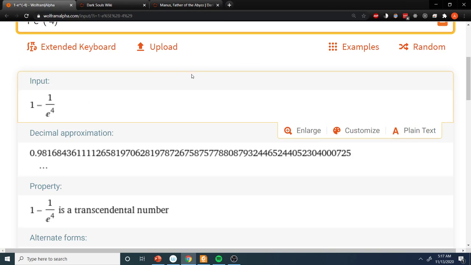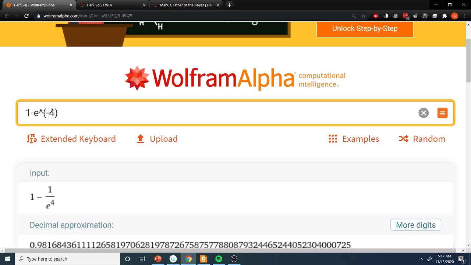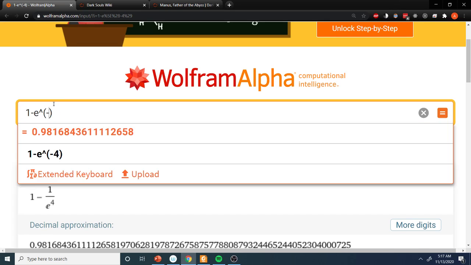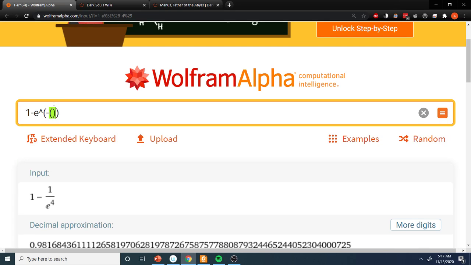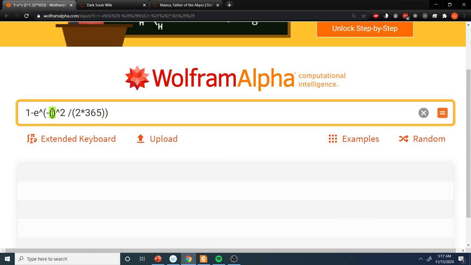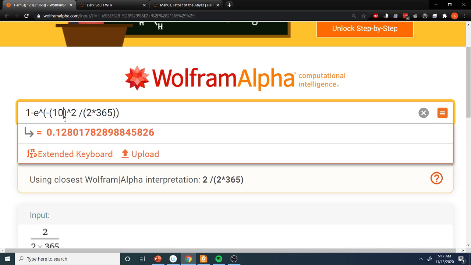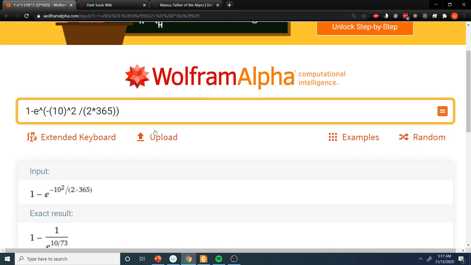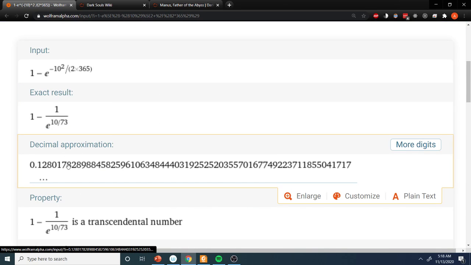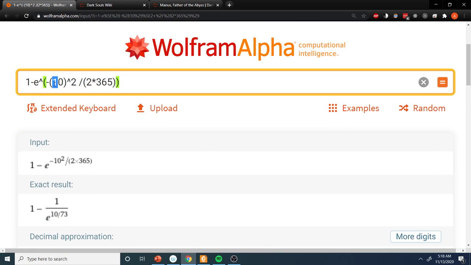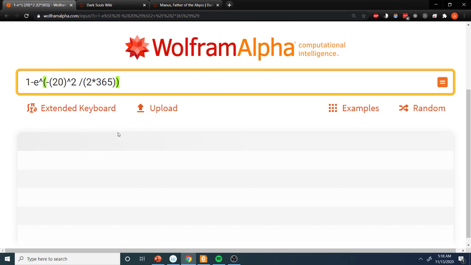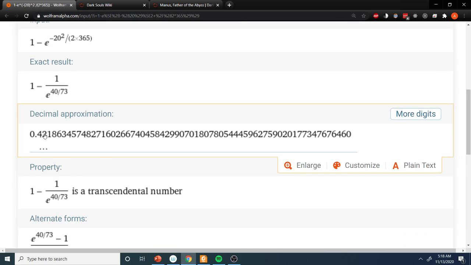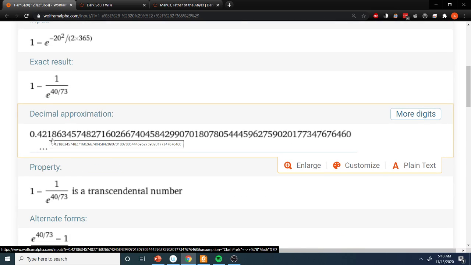And we can go to Wolfram Alpha and play with it. So minus something squared divided by 2 times 365. And we'll start with 10. So it's about a 12% chance when you have 10 people. When you have 20 people, you have about a 42% chance.